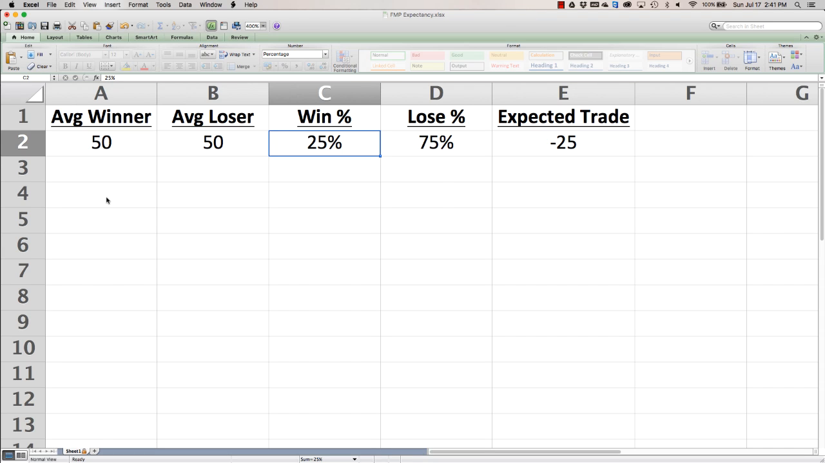So again, 50-50 pips, winner to loser on average, but my win percentage is too low. I come up short. Again, I'm negative. There's no way to fix this with anything else but having a higher win percentage or having a greater average winner. So I want to talk about that here in a second. But what did I say? Here's the secret. You don't need to be that good.